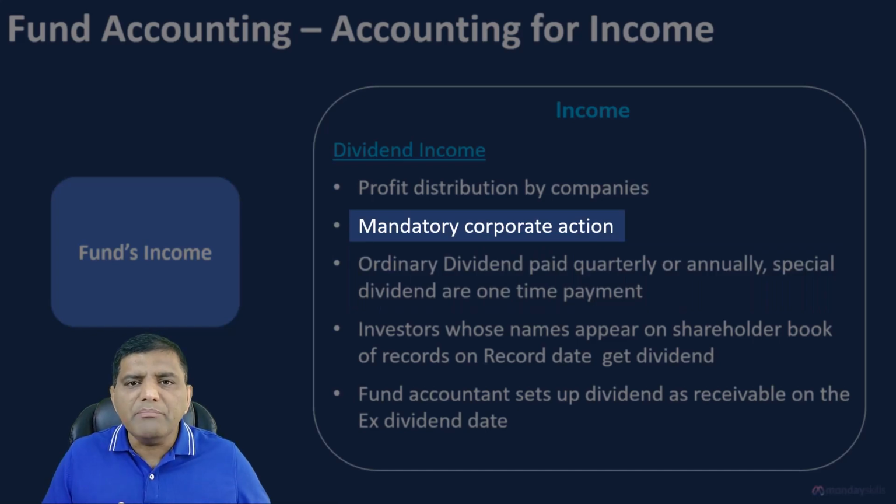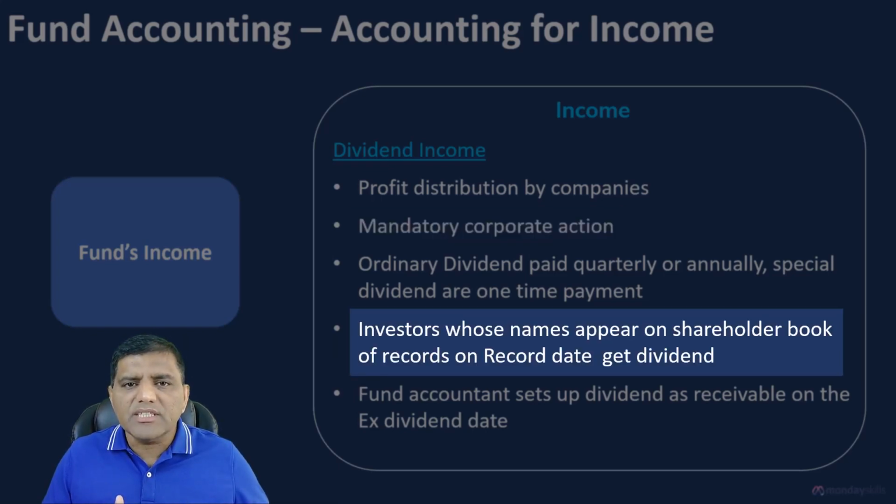A dividend is a mandatory corporate action event, which means that the investors must accept the dividend which has been paid by the company. Investors whose names appear in the company's shareholder book of records on the record date are eligible to receive the dividends on the payment date announced by the company. The company, when they announce the dividends, will announce the record date and the payment date.